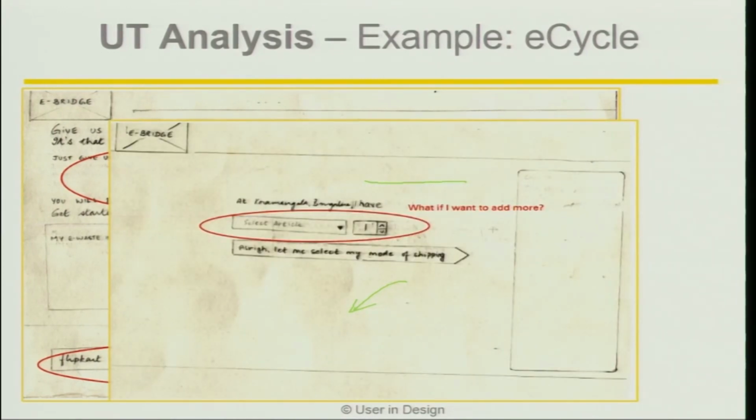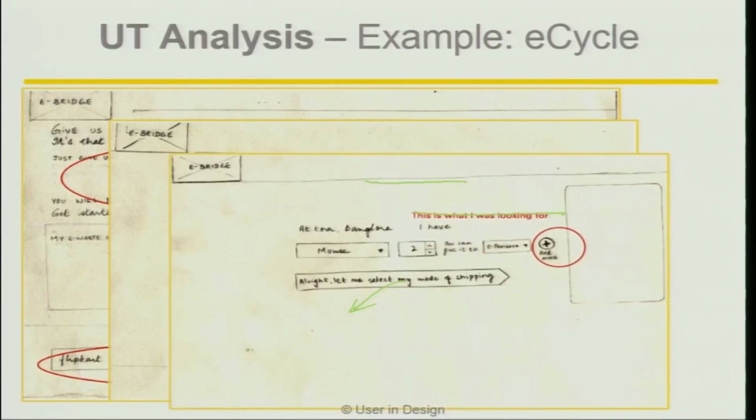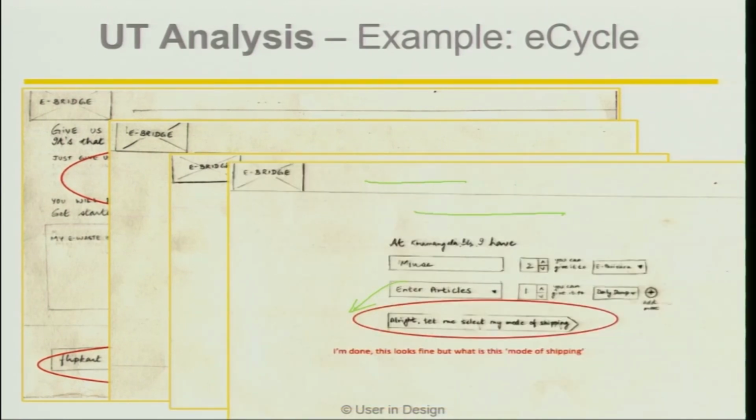Now over here it says select article, and then there's a number, and he says what if I want to add more? Okay, this was not clear to the user. Now when this was added, the user says this is what I was looking for, right? Now, when we say, let me select my mode of shipping, once I've picked the number and selected everything, I'm done. This looks fine, but what is this mode of shipping? The user is asking, what mode of shipping, right?